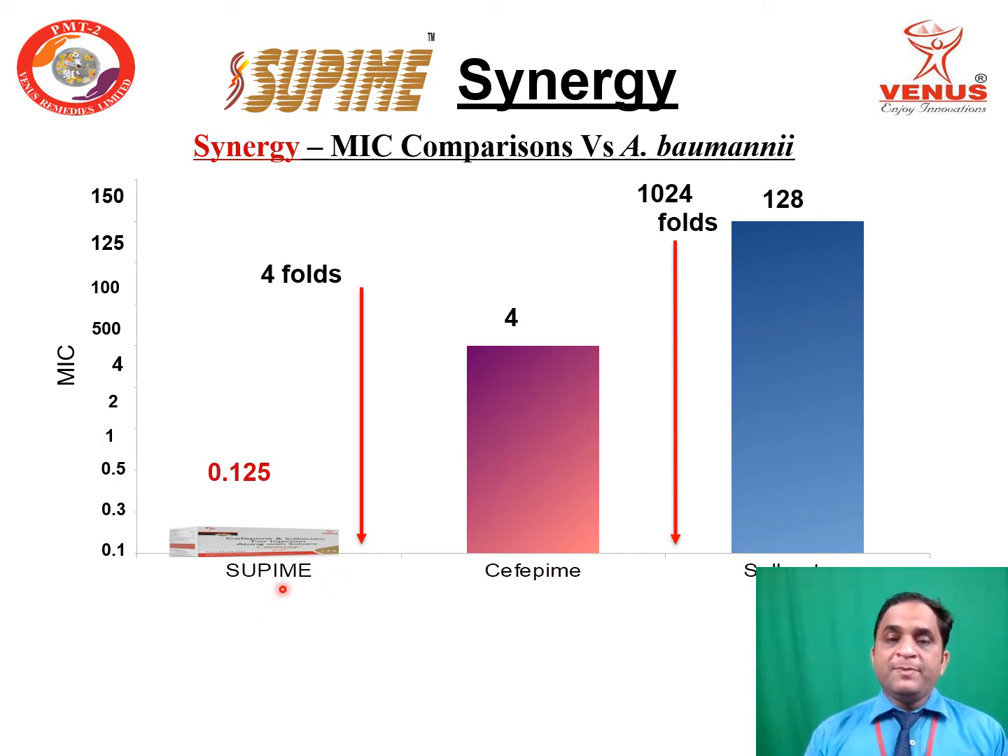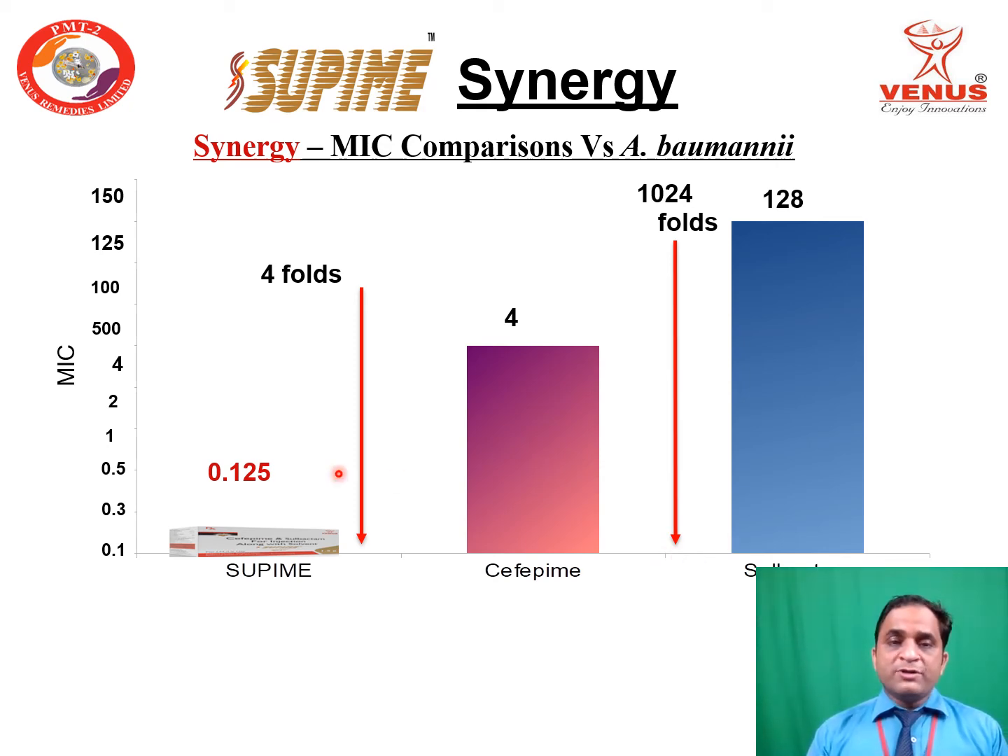But in Supine, when we combine these two molecules, we found that these two molecules produce synergy, and because of the synergy, the MIC of Supine is very low as compared to the MIC of plain cefepime and the MIC of plain sulbactam.